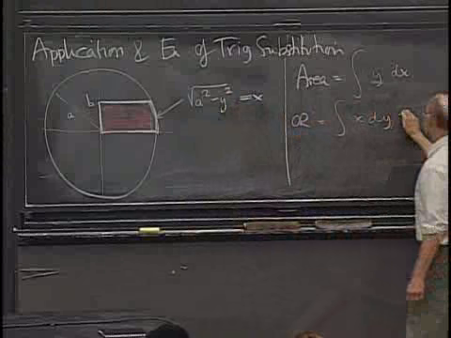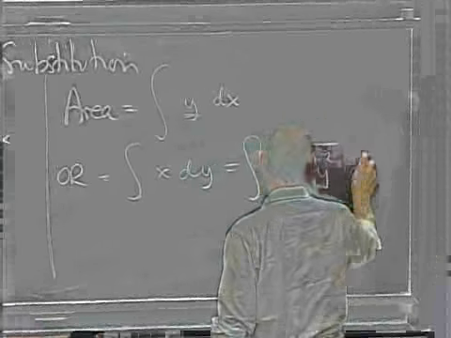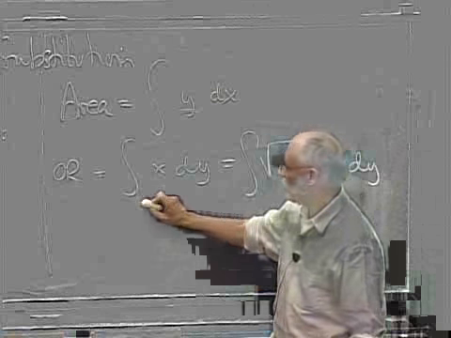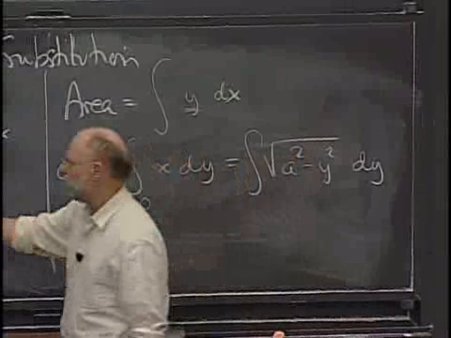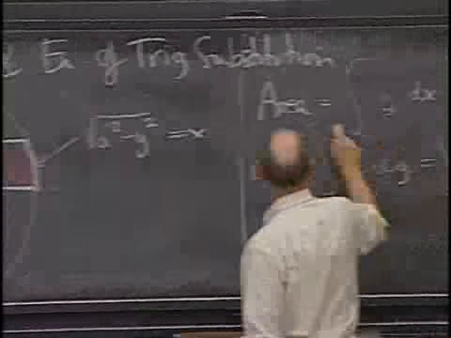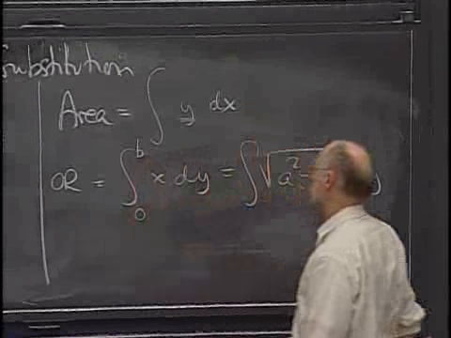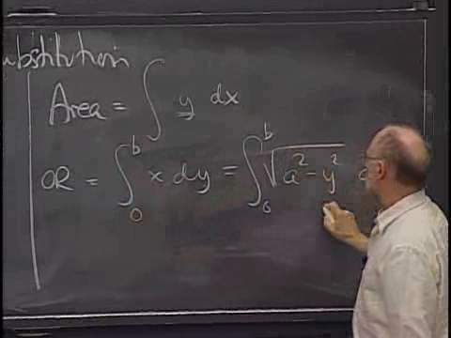And that's what I'm asked to integrate then, the square root of a squared minus y squared dy. And I can even put in limits of integration. Maybe I should do that because this is supposed to be an actual number. I guess I'm integrating it from y equals 0, that's here, to y equals b, dy. So this is what I want to find. This is an integral formula for the area of that region.